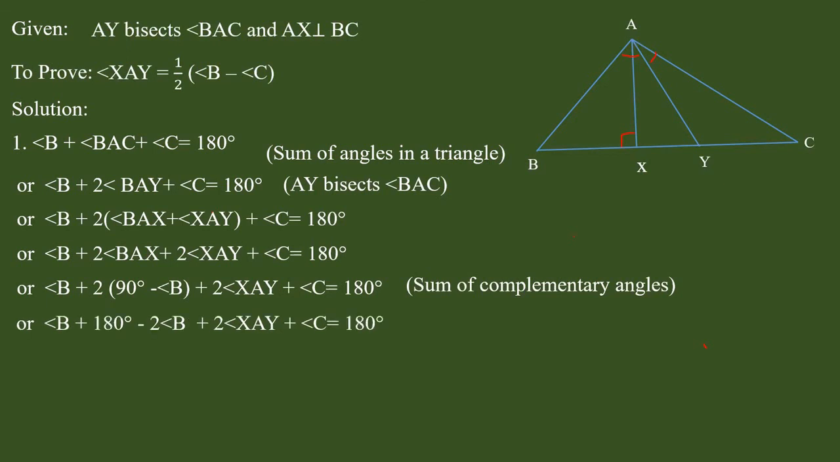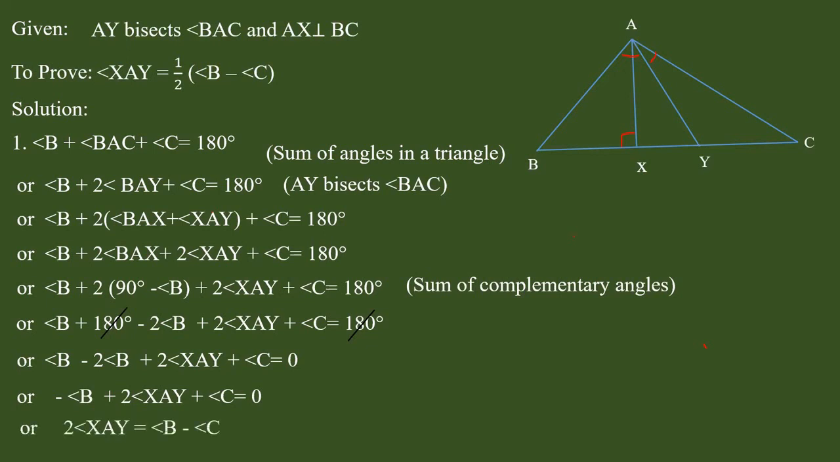Now let's multiply by 2, we'll be getting angle B plus 180 degrees minus twice angle B plus twice angle XAY plus angle C equals 180 degrees. From here, we can cancel 180 degrees and 180 degrees, okay? And after canceling, we'll be getting something like this. Now we can subtract twice angle B, so we'll be getting minus angle B plus twice angle XAY plus angle C is equal to 0. From here, we get twice angle XAY, we transpose angle B and C to the right hand side, that will become angle B minus angle C. Now XAY will become 1 by 2 of angle B minus angle C.